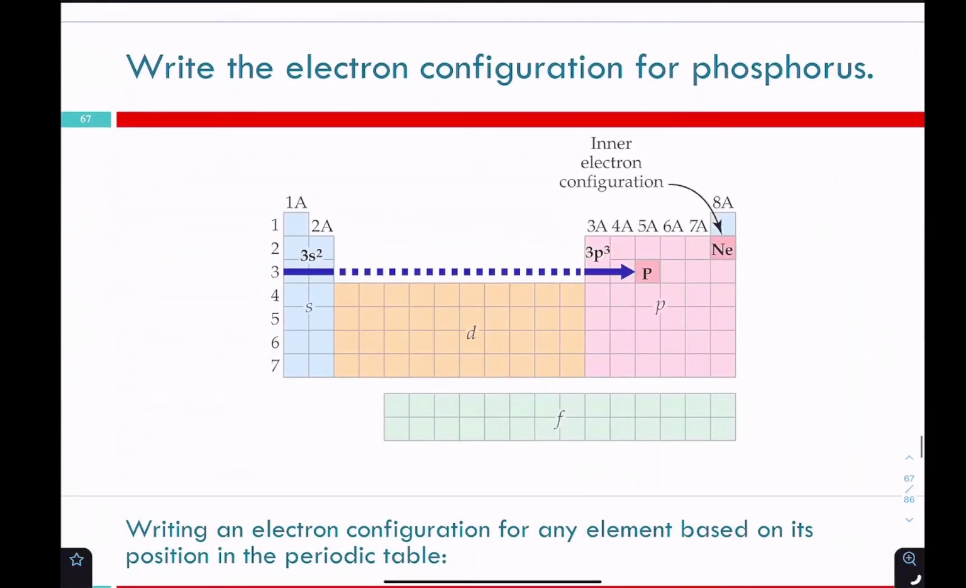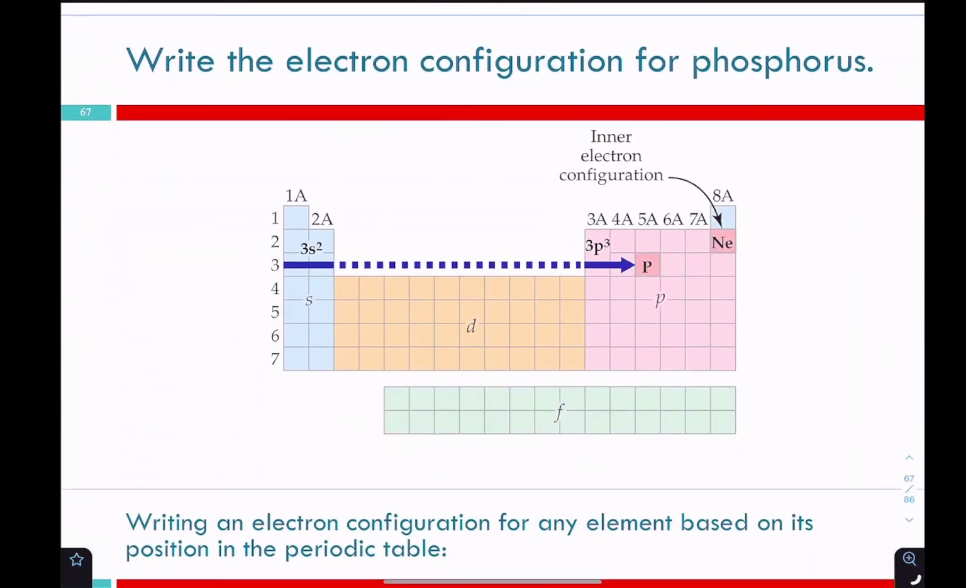This is something I already hit on, but for the electron configuration, if we wanted to do phosphorus, the reason that we start with neon is because that represents all of the core electrons, and most of the properties are determined by valence electrons, so it doesn't matter what the core electrons are for the main group elements.